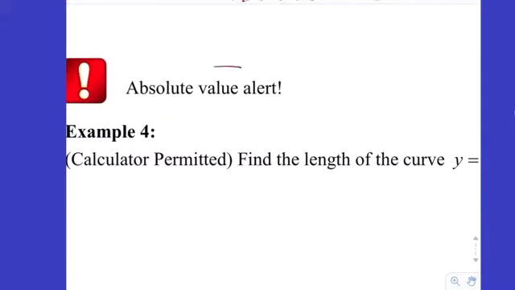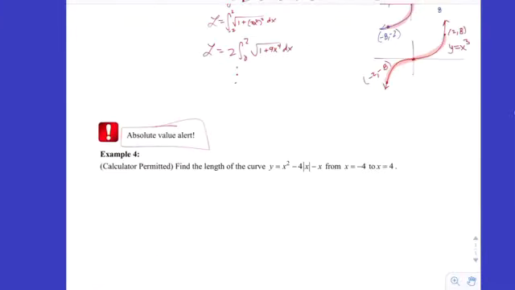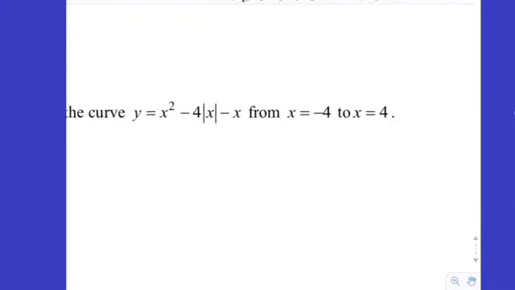All right, absolute value alert, another one. Woohoo, calculator permitted. And again, I'm leaving the rest of you this to evaluate on the calculator as a personal exercise. Find the length of the curve of y equals x squared minus 4, absolute value x minus x from -4 to 4. Crap.